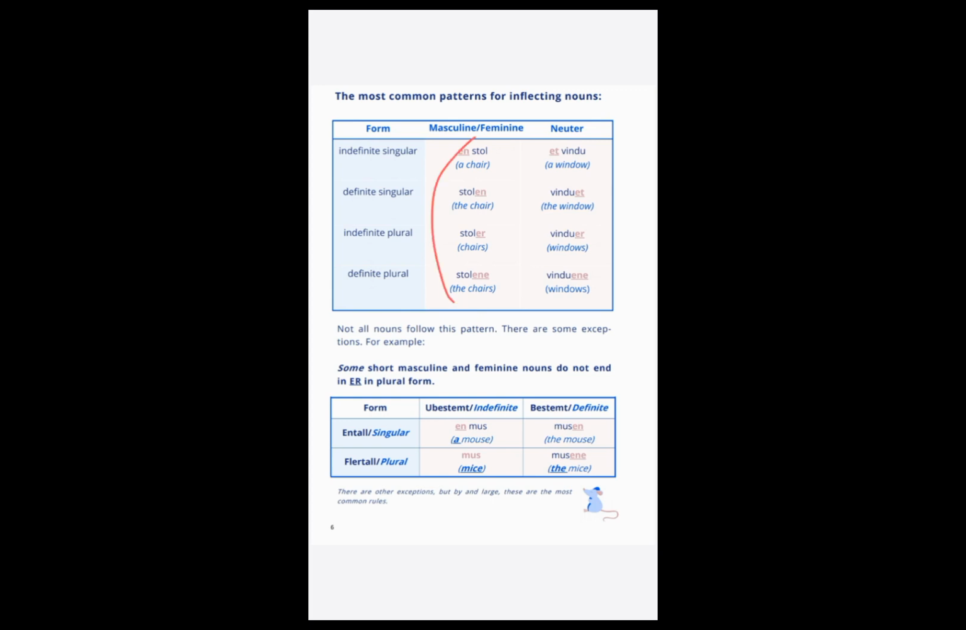Now these cases are for most of the nouns, but there are some exceptions. For example, here are some examples for masculine and feminine nouns that don't end with en at the end or in plural form. Here ental or singular, you can see en mus, plural mus. Bestemt form musen, musene. It follows the same pattern as these, but here you can see there is no er at the end. So some nouns are exceptions from these cases.